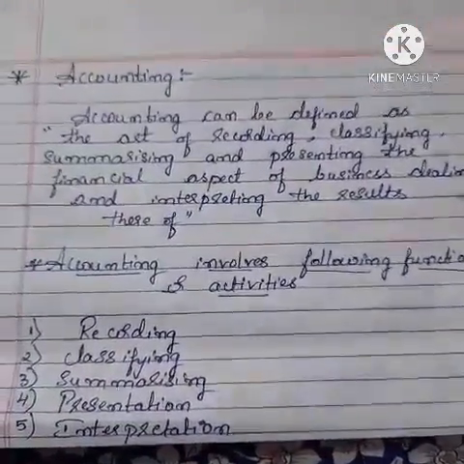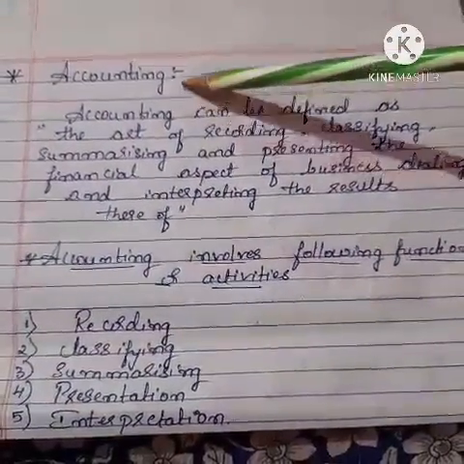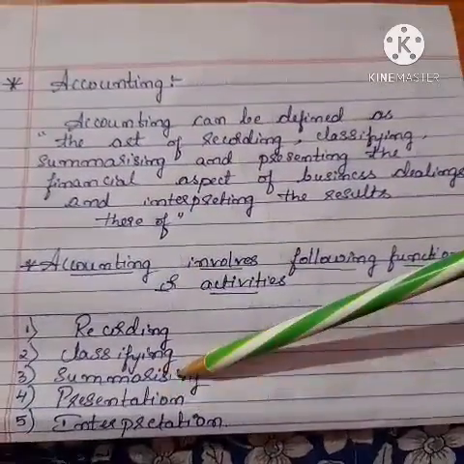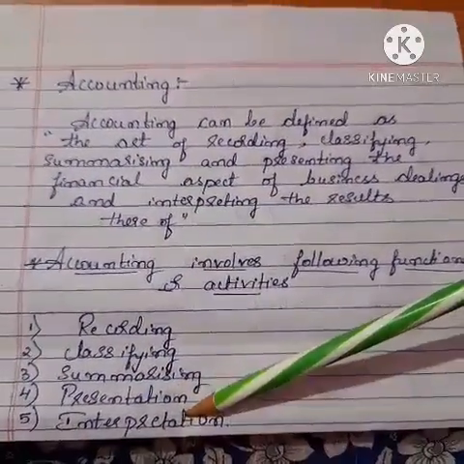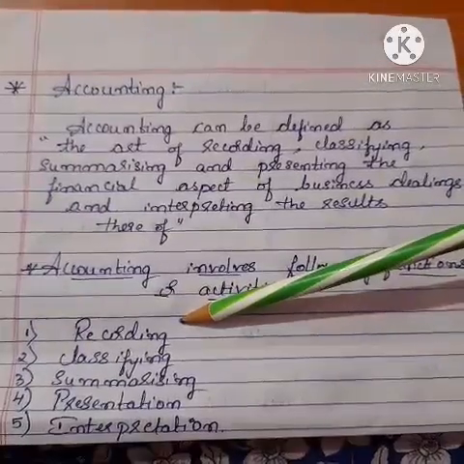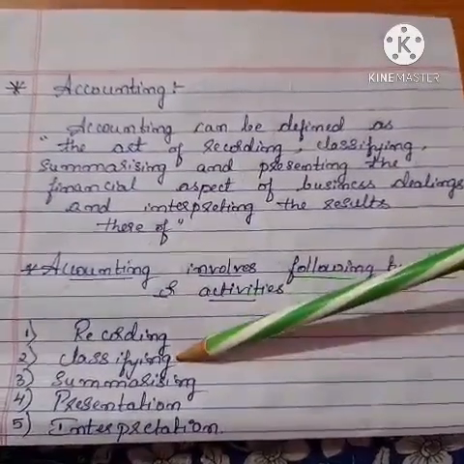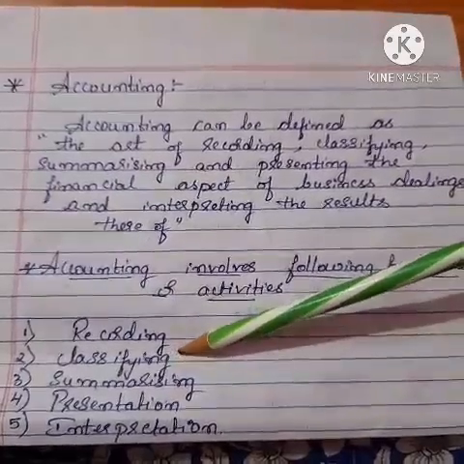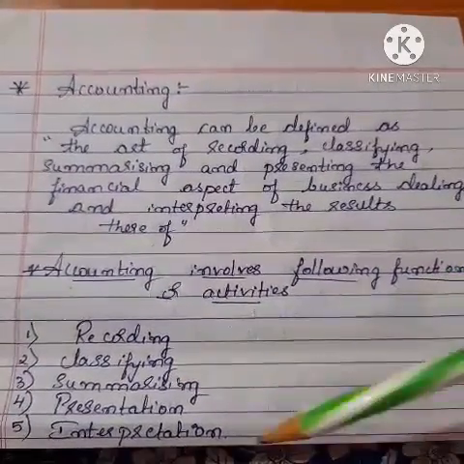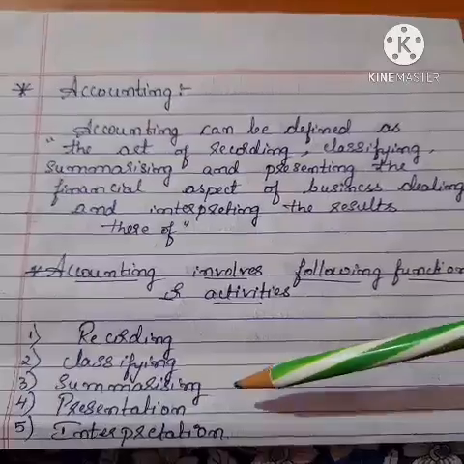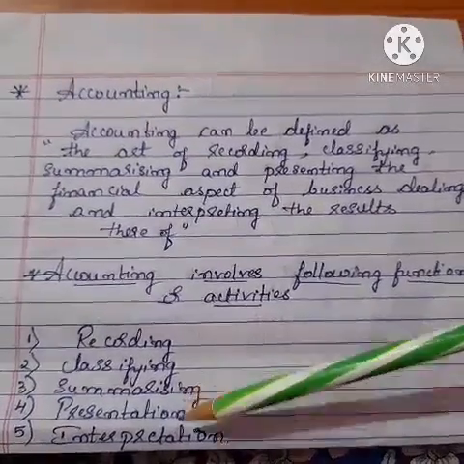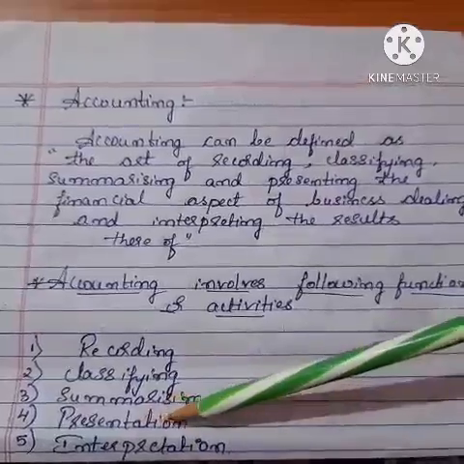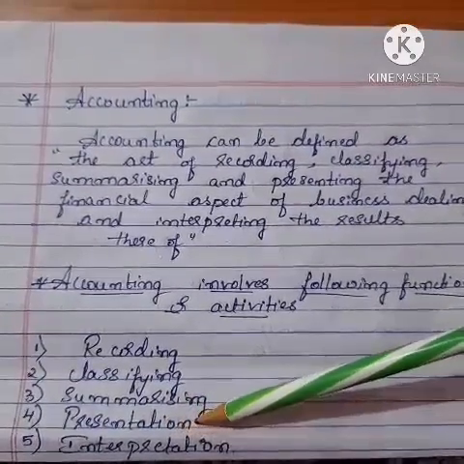So I think you all will be clear about the accounting definition. Accounting is nothing but an art which records, classifies, summarizes, presents and interprets. It records the information in a format, and it classifies the information so that it can be understood very easily. It summarizes, giving a brief statement of the main points, and then it presents the accounts in a balance sheet.